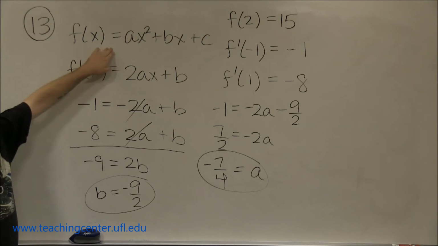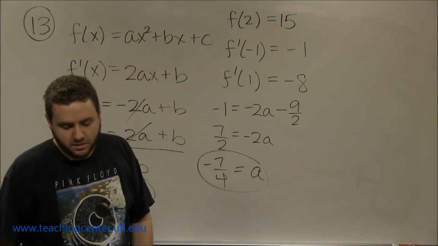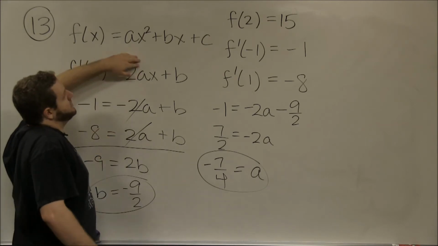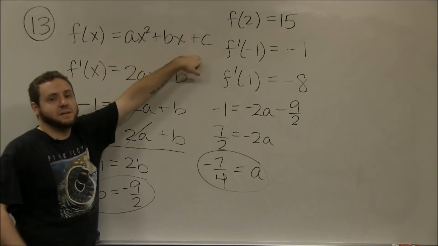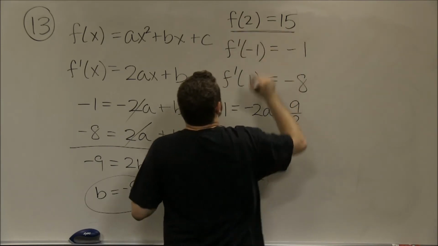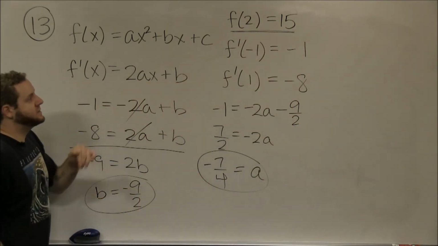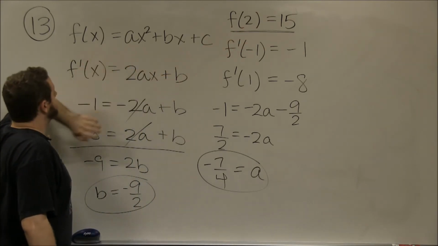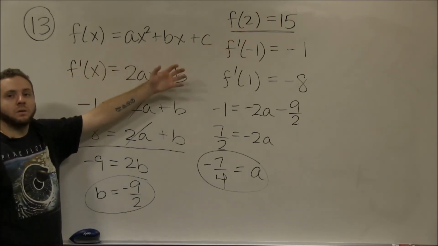So to figure out the last thing, what are the values of a, b, and c, we have to figure out what c is. But we can finally figure out what c is by using our last condition that we didn't use yet, which means if we plug in 2 for x to the original function, we have to get 15. And now that we know what a and b are, we can do that.